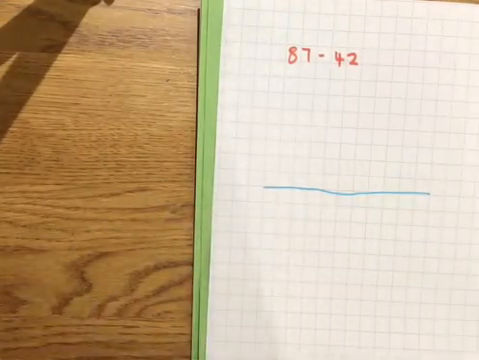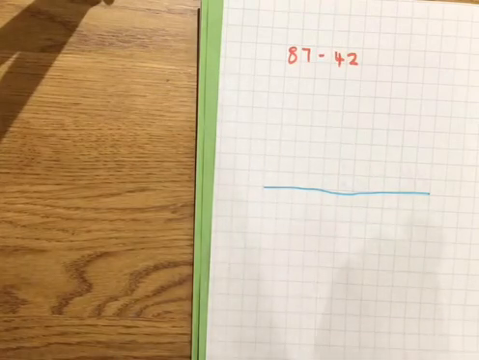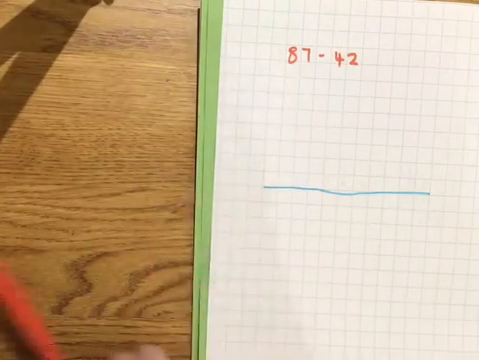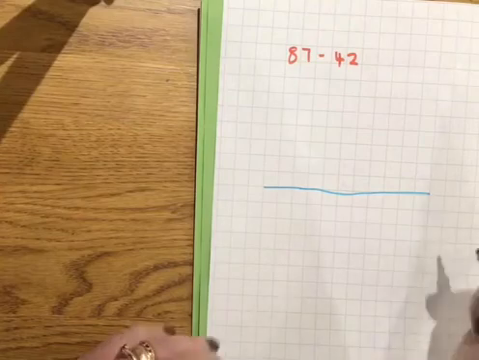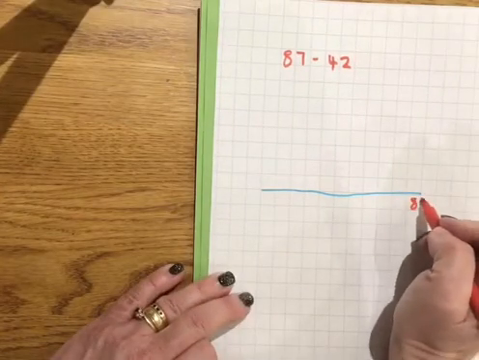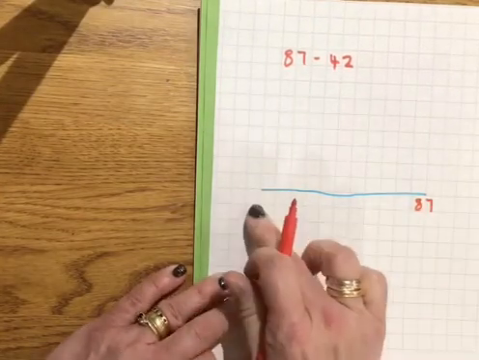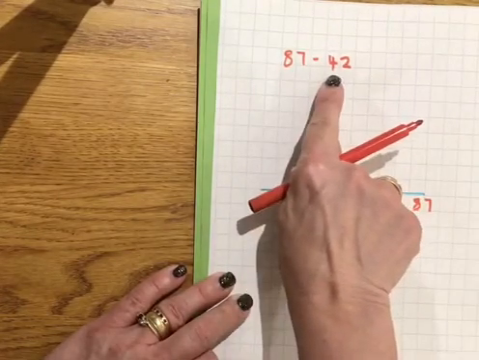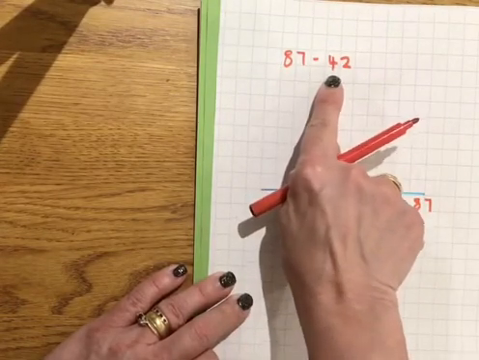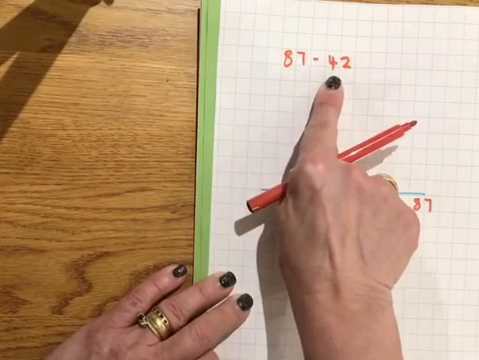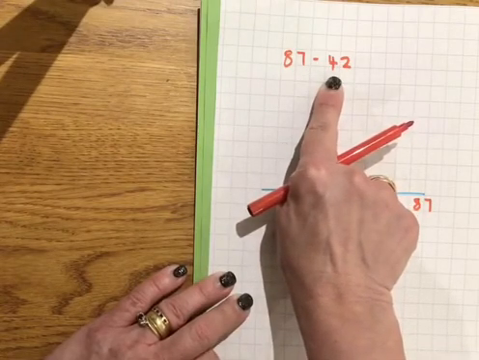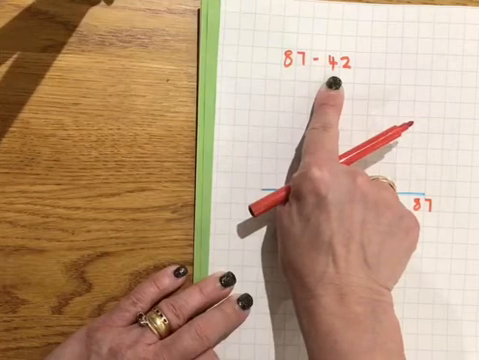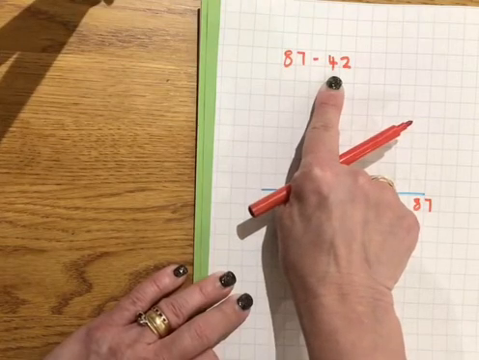Now, I'm going to jump back on my number line from 87. So it's really important that I put 87 at the end of my number line, not at the start, but at the end. And I'm going to subtract 42. Now I'm not going to do that in one jump because that would be really quite hard. I am going to use some partitioning to help me. So I'm going to do it in more than one jump.